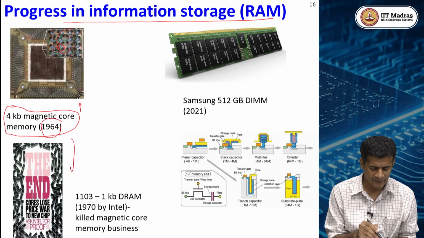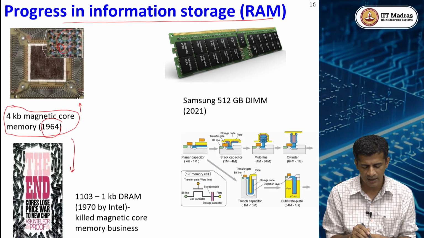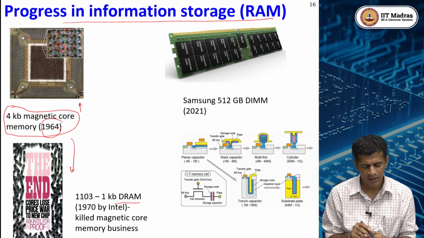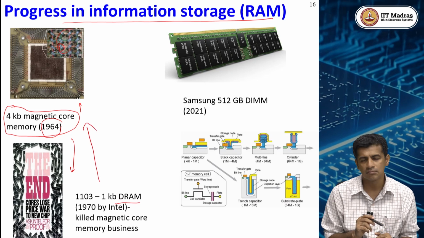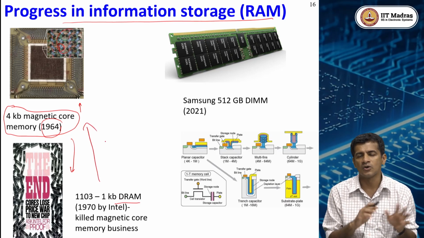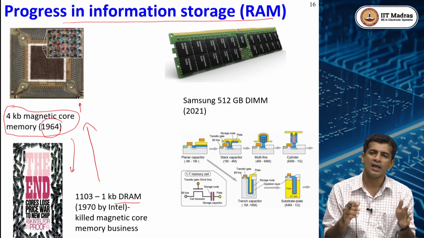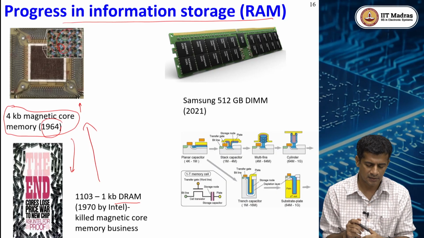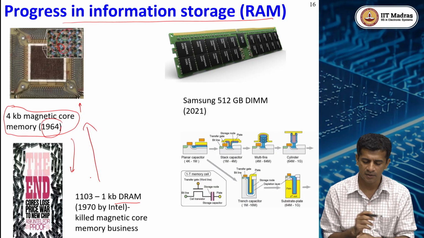In the 1970s, when Intel was formed, one of their first products was actually a DRAM. It's a 1 kilobit DRAM. This chip actually killed the magnetic core business. After that, nobody is using magnetic core. Everybody switched from magnetic memories, at least in the case of the RAM for computers, to semiconductor memories.